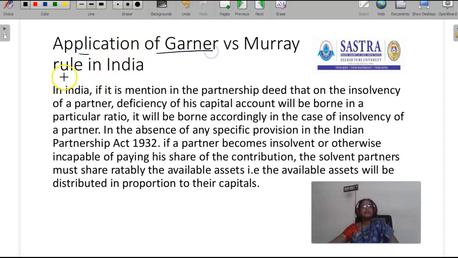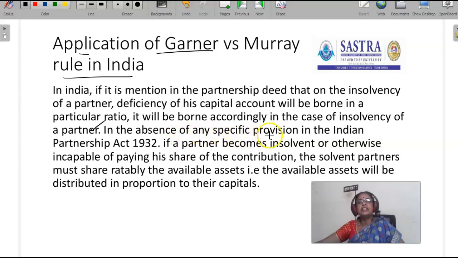Application of Garner versus Murray rule in India. In India, if it is mentioned in the partnership deed that on the insolvency of a partner, the deficiency of his capital account will be borne in a particular ratio, it will be borne accordingly. In the absence of any specific provision in the Indian Partnership Act 1932, if a partner becomes insolvent or otherwise incapable of paying his share of the contribution, the solvent partners must share ratably the available assets. That is, the available assets will be distributed in proportion to their capitals.